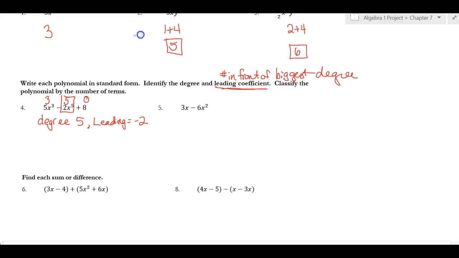Now we're going to write it in order. So I start with my biggest exponent, so it'll be negative 2x to the 5th, then a positive 5x to the 3rd, and then plus 8. And then the last one is we have to classify it, and this has 1, 2, 3 terms, so this is a trinomial. So lots of stuff there. Okay, why don't you try number 2 on your own, and when you think you're ready, press play.